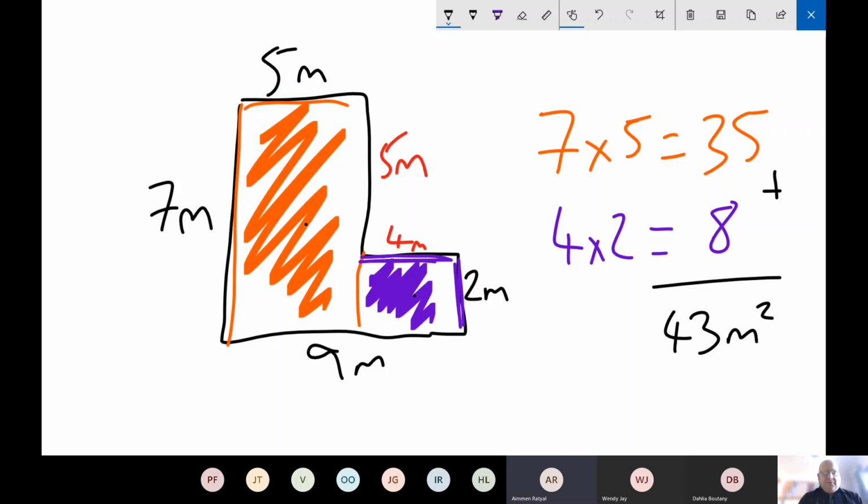Elena give us that answer as well. Say again. Elena's just commented and give. Fantastic, that's good. Beat me to it, so that's good. So we worked out the orange side and the purple side, add them together and give us 43 meters squared.